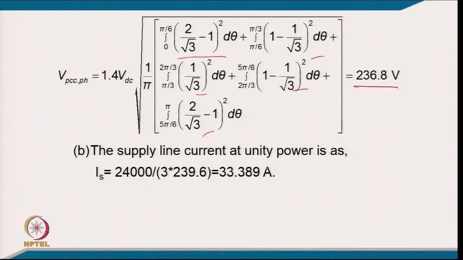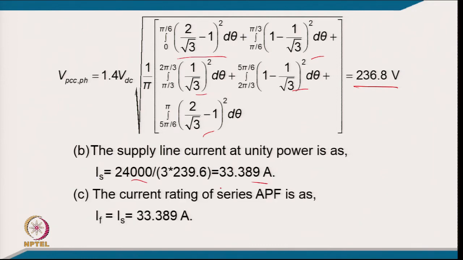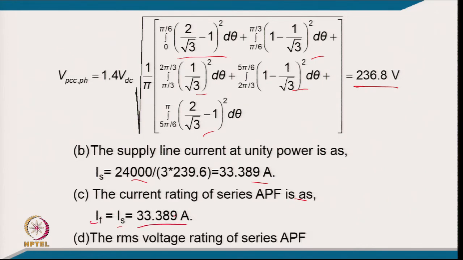And the supply line current at unity power factor is IS equal to active power 24,000 divided by 3 into 239.6, equal to 33.389 ampere. The current rating of the series active filter is the same, IF equal to IS equal to 33.89, because this is connected in series with the line. So, both currents are the same.